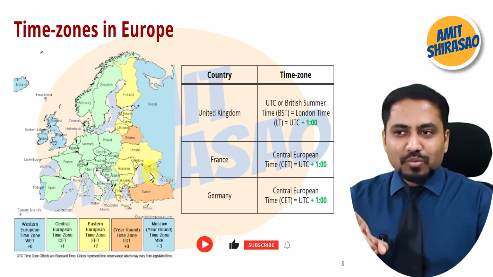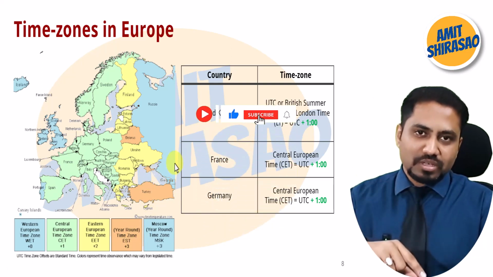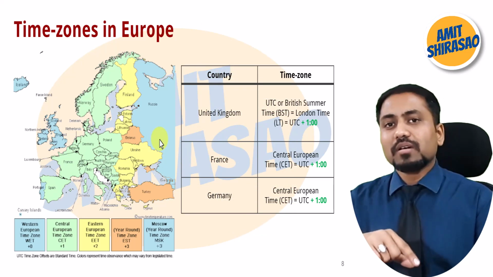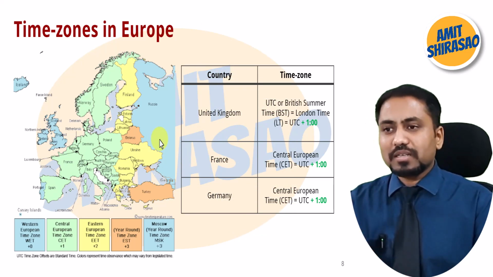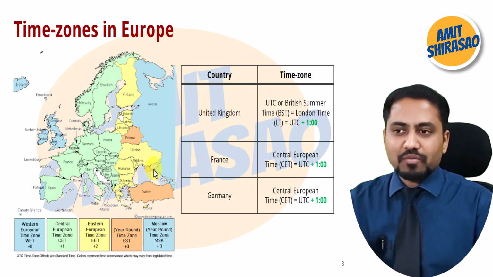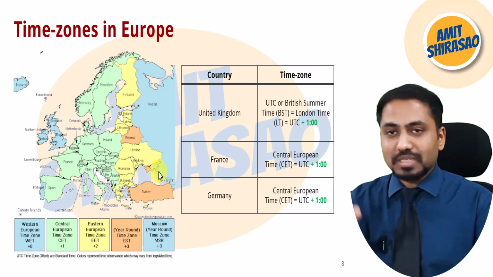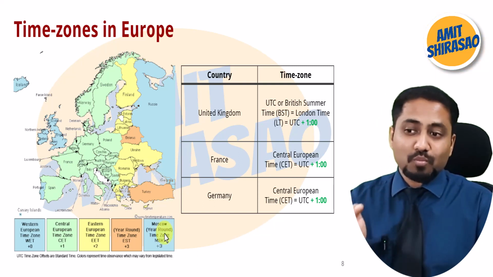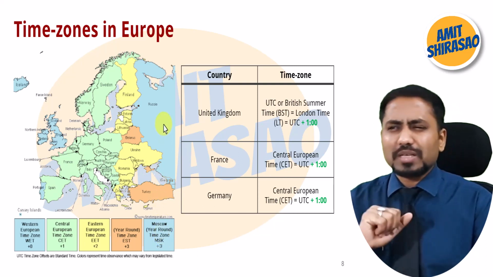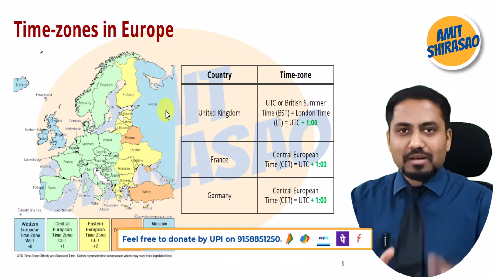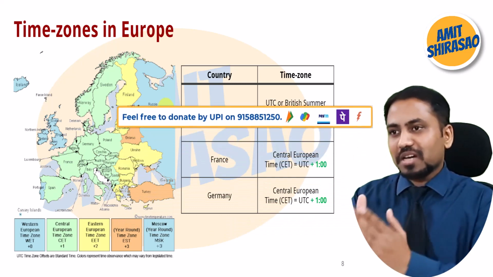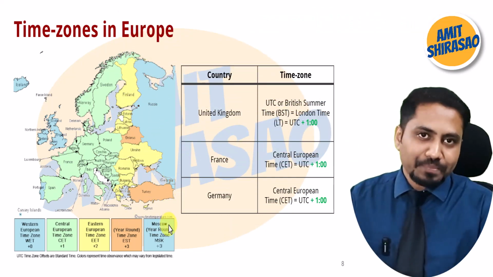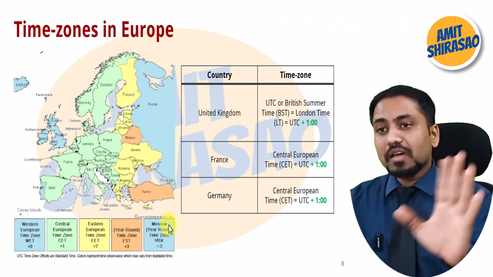Crimea is also mentioned over here, but Crimea is now a part of Russia. Even before the Russia-Ukraine war, Crimea was annexed. When Donald Trump was in the US, at that time only Crimea was annexed, and so Crimea follows Moscow time zone. What is Moscow time zone? Everything on the left side of Russia, the European part of Russia, follows Moscow time zone. Okay, so these are the time zones that Europe follows.